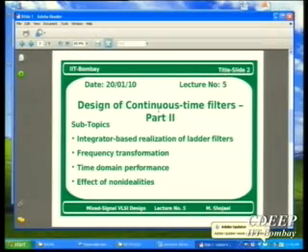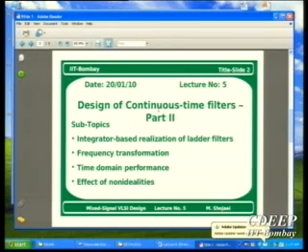Today's lecture will be a continuation of the continuous time filters that we had started already, but I will try to finish this content today and at most by Friday, so that we can start switch capacitors on Friday itself. We reached integrator based realization of ladder filters.